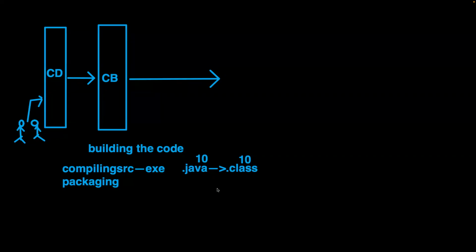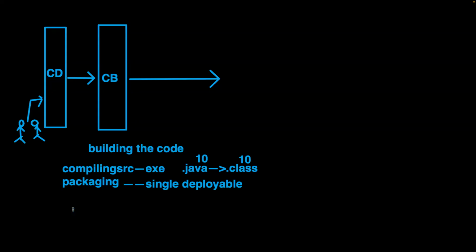Once this is built, all of them would be packed into a single ready-to-be-deployable file, which is called packaging. So compiling and packaging put together is called building the code. This can be done in different ways.